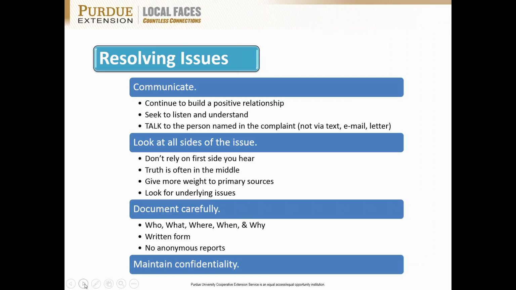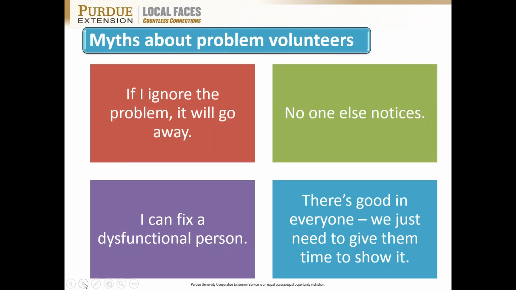Keeping documentation is very important. Having written accounts of what's happened, if there are issues that have presented themselves to you, and not having those anonymous reports. If an individual feels like it's important enough to share with you, then that individual needs to be willing to put their name on it. And then while you do that, also maintain confidentiality. You're not going to go out and spread this rumor or this situation beyond the people with which it is actually affecting. There are a few myths about problem volunteers that we talked about.